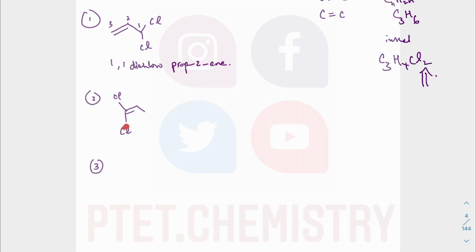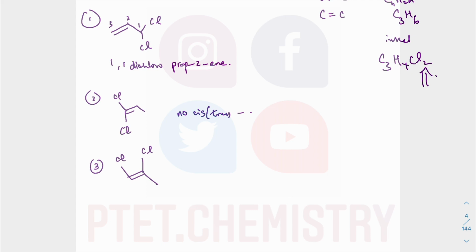And I cannot have cis and trans here because you have 2 groups that are the same on the same carbon bonded to the double bond. So you cannot have cis and trans there. So no cis-trans there. So now what else can I have? I can have 1 chlorine and I can have another chlorine there. Okay, so the chlorine are separated now.